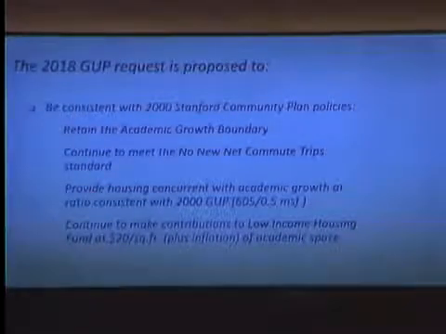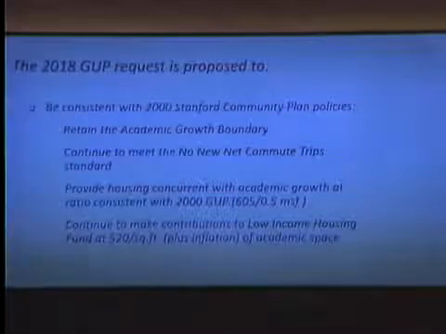There are policies in the community plan that govern our decision makers' review of individual use permits. And these are some of the more significant policies. One is that development on the campus should be compact and, to the extent possible, be confined to within the urban limit line or the academic growth boundary of the campus. And this application is proposing no change in the academic growth boundary.